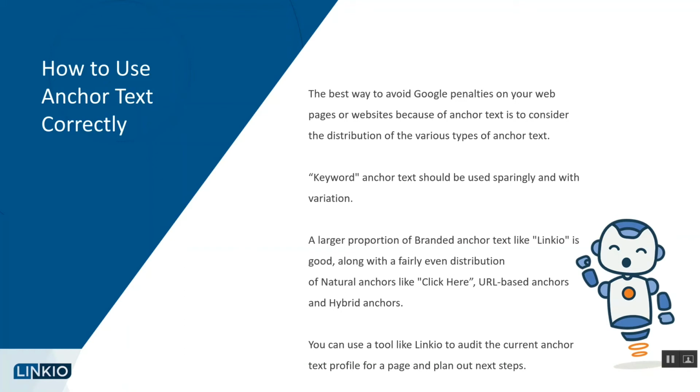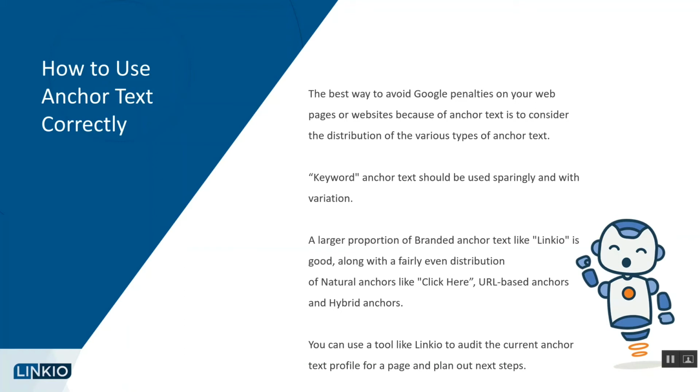There's also something called a manual penalty, where one day you wake up and you get an email from Google, you check your Google Search Console, and it says you received a manual action because of unnatural link building. That can also lead to a page 10 ranking, or it can lead to you being removed out of the index completely. Now, there's many ways for you to get penalties. Bad anchor text isn't the only one. However, it is a big one.